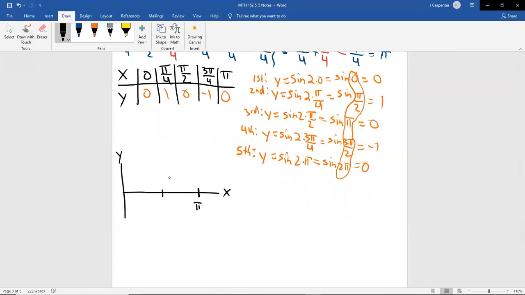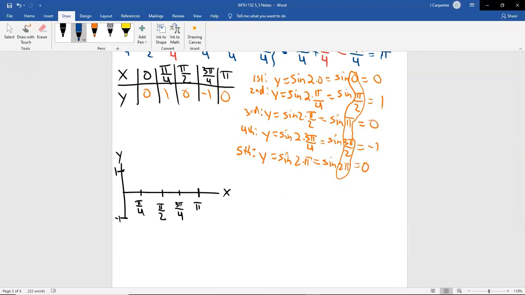I'll make the halfway point pi over 2. Halfway between that one and the far left would be our pi over 4. And then halfway here on the other side would be our 3 pi over 4. We have heights of 1 and -1. Let's try and make sure these are spaced about the same.